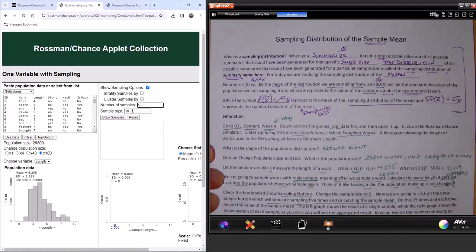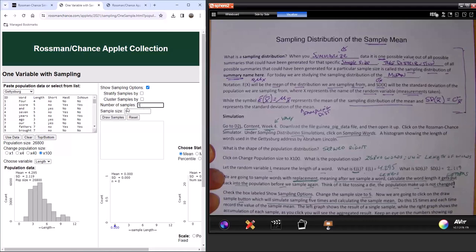No, number of samples is 1. Sorry, sample size. I'm going to put in 5. That should read sample size. And I'm going to just do this once for a moment, just to get the idea. Number of samples is 1. The sample size is 5. Draw the sample. And there we go. You can see what words were chosen. And notice that the ID, so the 7,380th word was chosen, which was "note," which was 4.